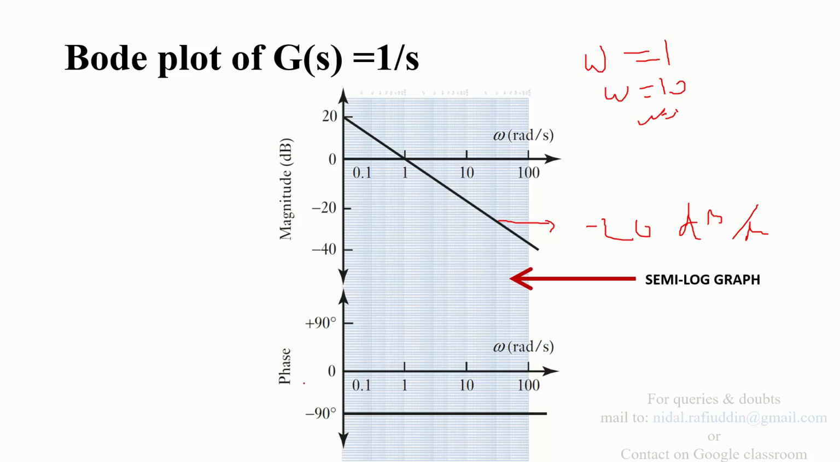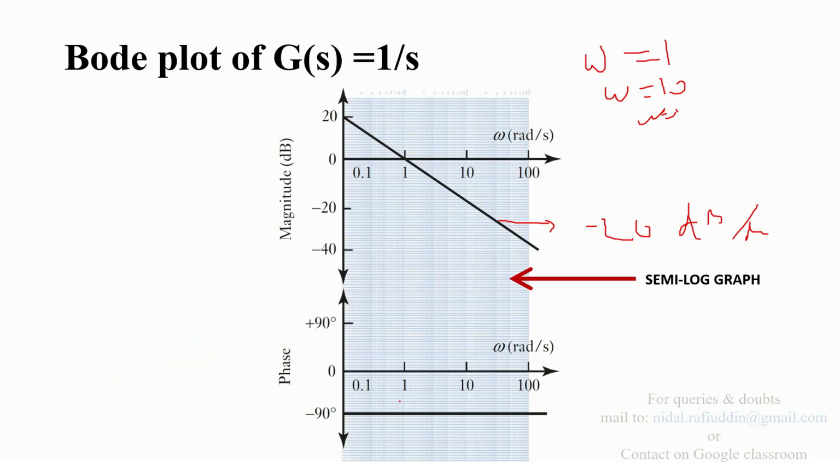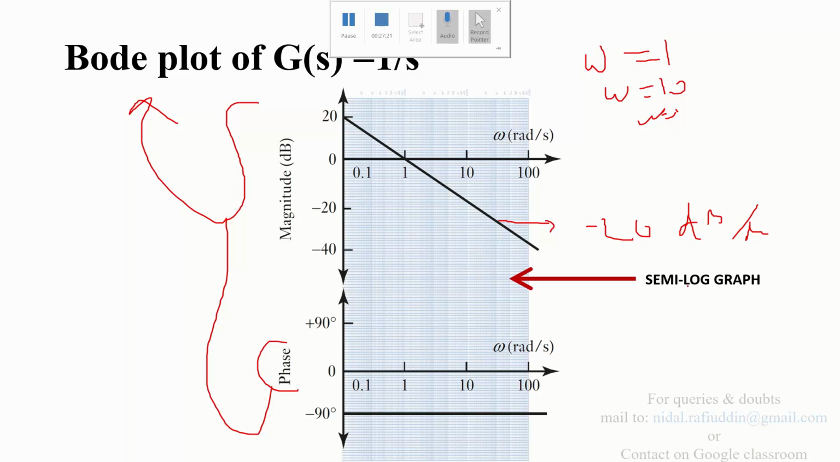Now for the phase, we obtained the expression, and we saw that the phase angle is always minus 90 for any value of frequency. So there is no change in the phase angle if the frequency is changed, and thus you will have the angle minus 90 degrees plotted as the phase. So this represents the Bode plot of G(s) equal to 1 by s. I guess this makes it clear to all, and if you have questions or doubts, you can ask me.